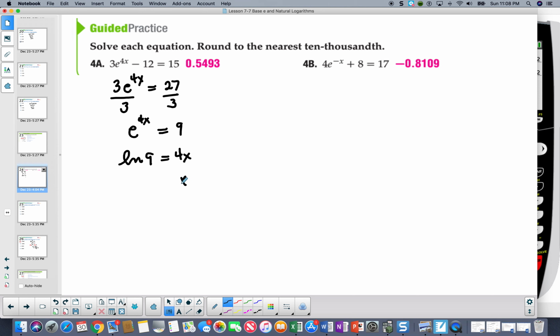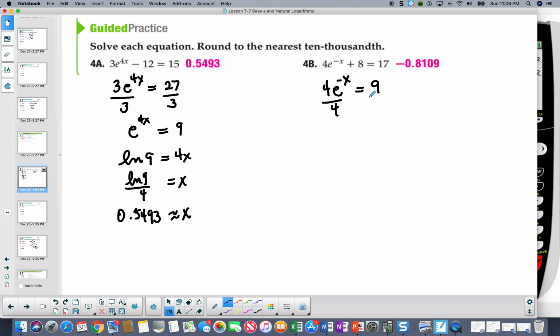So I'm going to solve for x. X is equal to the natural log of 9 over 4, and if you put this in the calculator, you will get this number, 0.5493. Let's go over here, and this is going to be 4e to the opposite of x, and I'm going to subtract 8 on both sides, and that's 9.